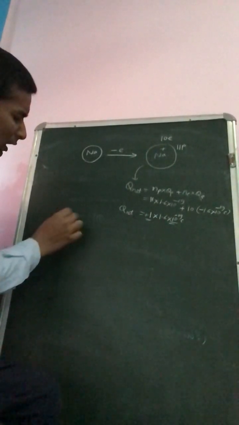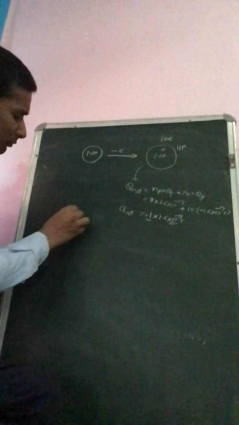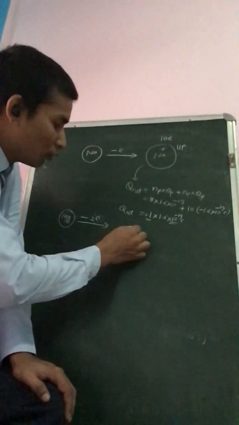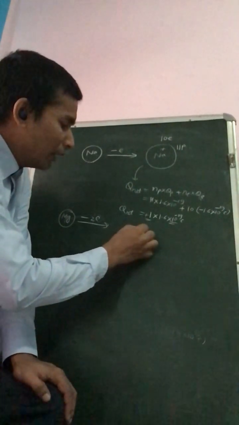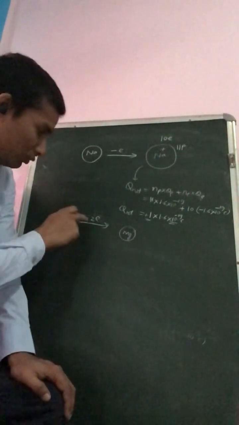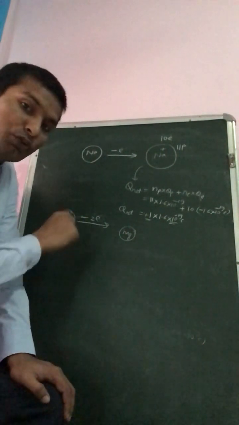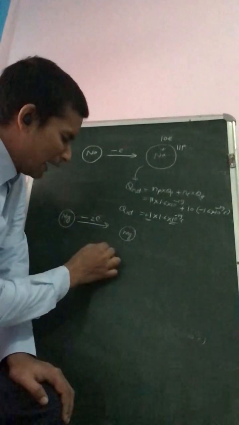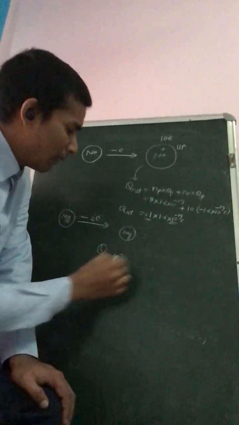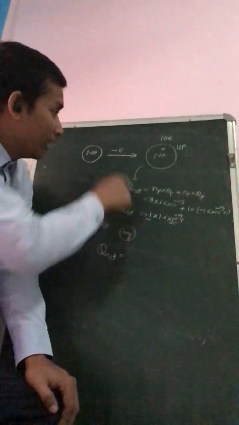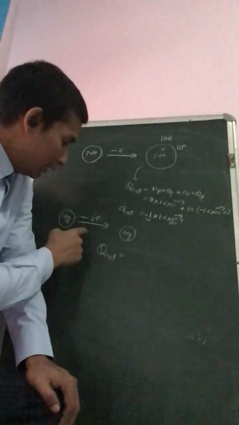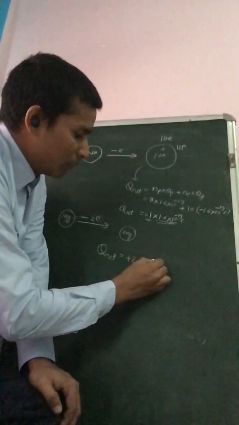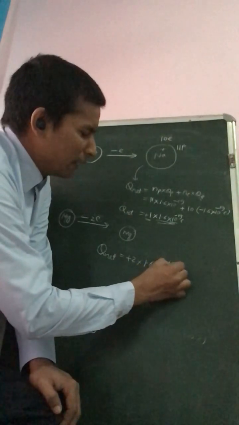if another element, magnesium, loses 2 electrons, how many? 2 electrons. So how many charges does it acquire? Electron is losing, and loss of electron means positive charge, and net charge will be based on how many electrons it is losing. Here 1 electron, so 1. Here 2, so plus 2 into electronic charge 1.6 into 10 to the power minus 19 coulomb.